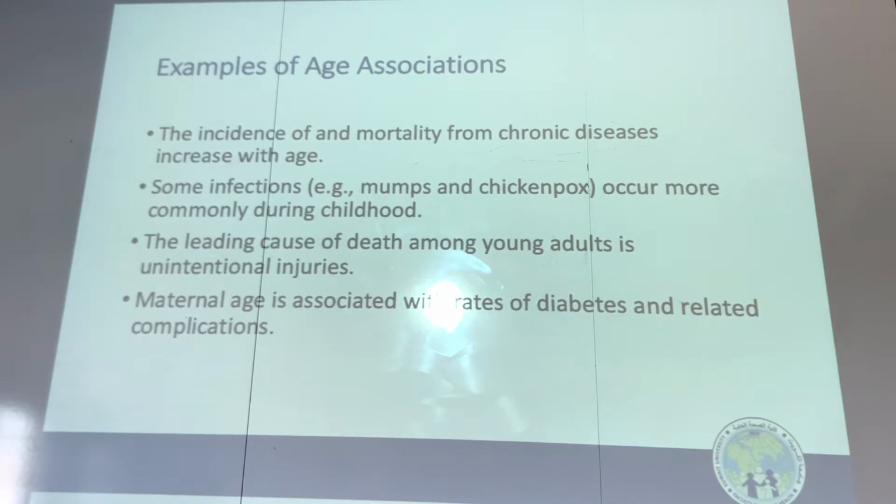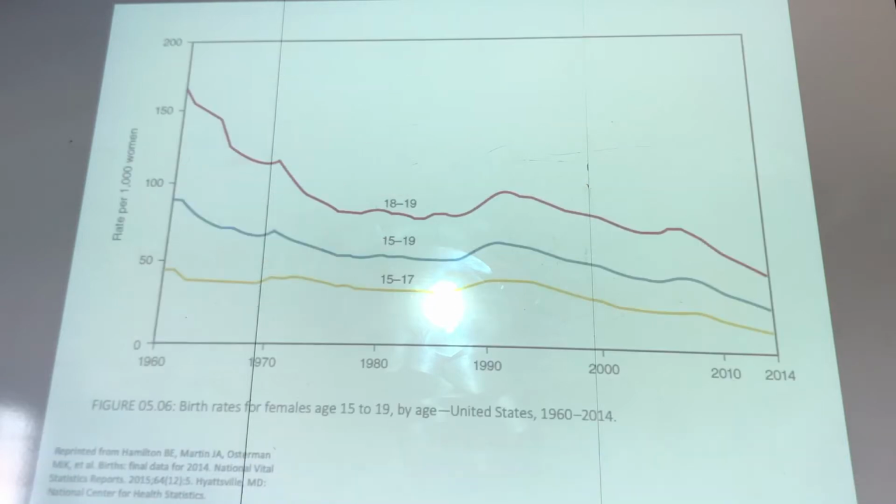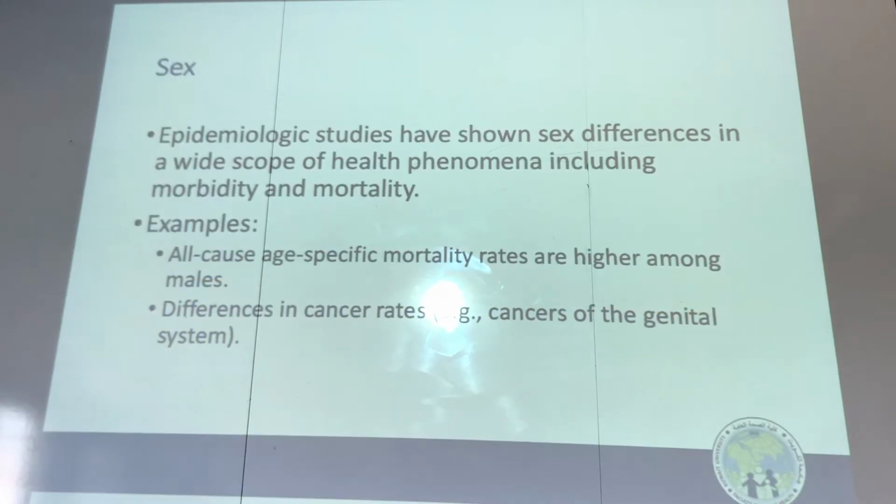Maternal age is associated with rates of diabetes and related complications. That's also a very common thing. And this is called a trend, when we draw lines. Here we have a rate, per 1,000 women. Of course, this is the incidence rate through time, between 1960 and 2004, and we have three lines: rate for ages 18 to 19, 15 to 19, and 15 to 17. We can see how it's very informative. Birth rate for females by age in the United States.